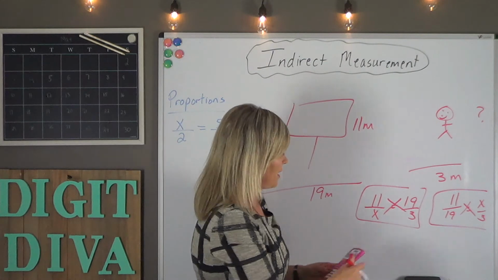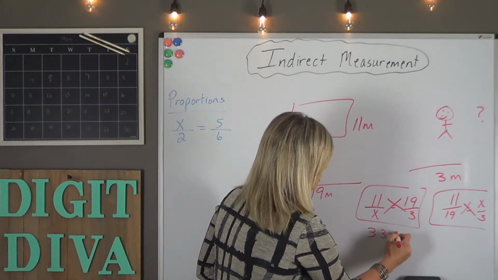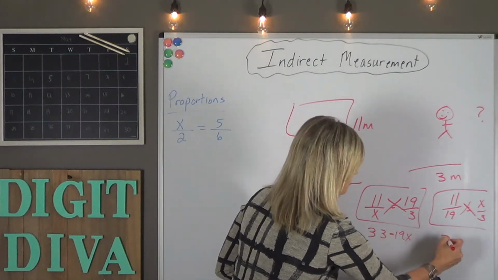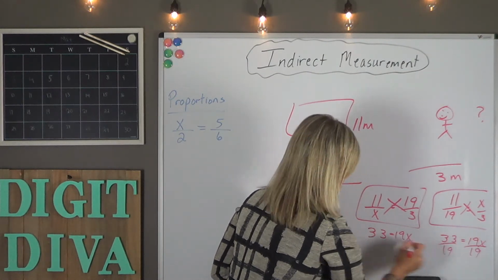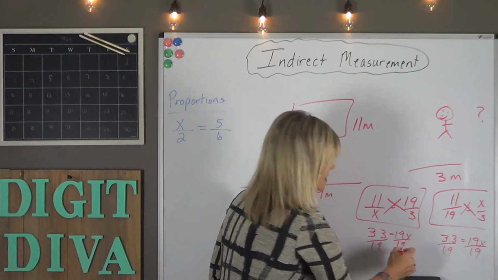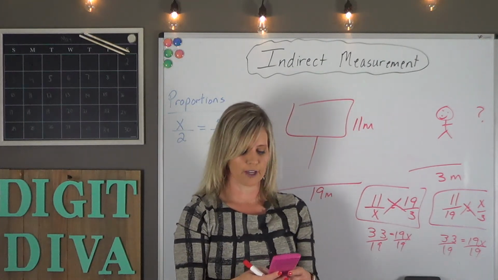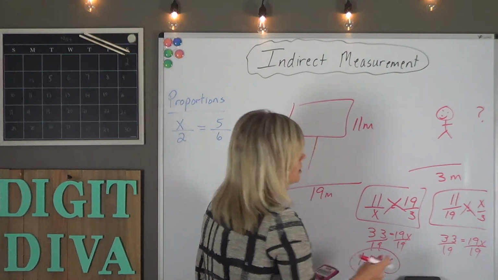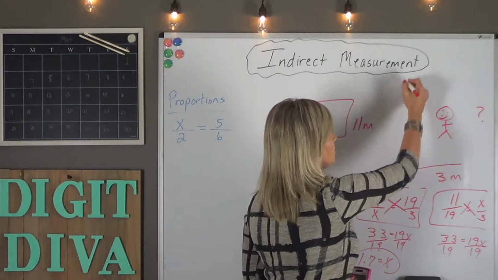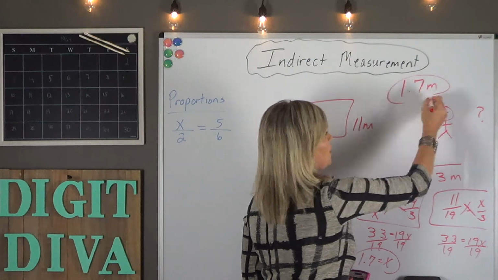All right, so we're going to do the math, and we're left with 33 is equal to 19x. So we're going to end up dividing our 33 by 19. So 33 divided by 19 is going to give us 1.7. So this little guy is 1.7 meters tall.